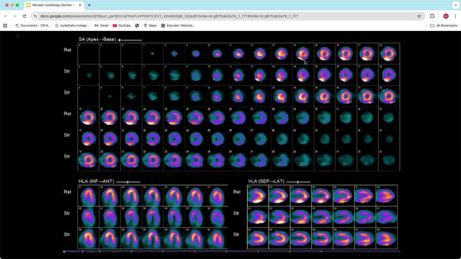This tech did not wait, and I'll be merciful with whoever did this. I don't know who did the scan, but there is a little separation. A lot of times techs will look at that rest scan and say, all right, I feel like there's enough separation that we can see the entire wall. And I could accept that argument.